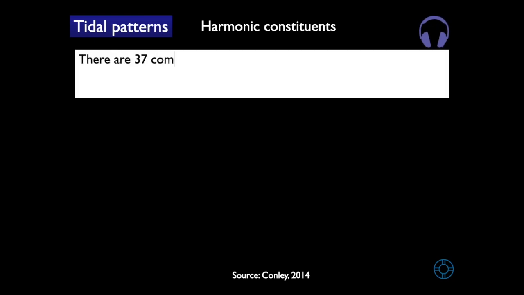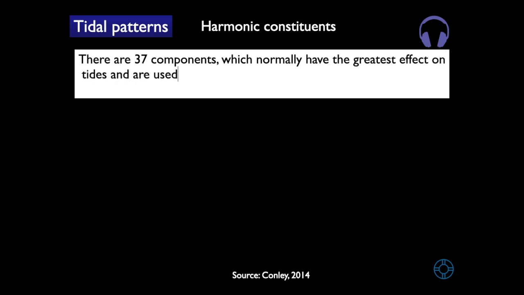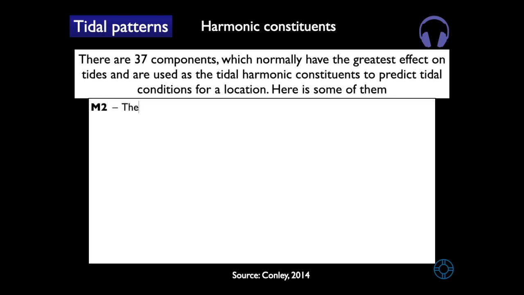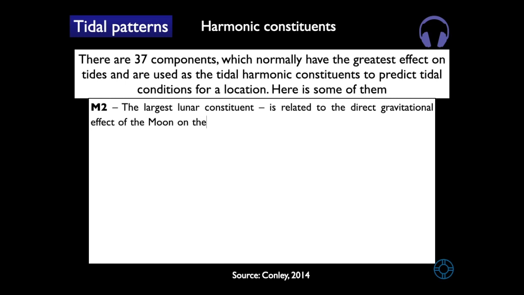There are 37 components which normally have the greatest effect on tides and are used as the tidal harmonic constituents to predict tidal conditions for a location. Here is some of them. M2 is the largest lunar constituent. It is related to the direct gravitational effects of the Moon on the tides.